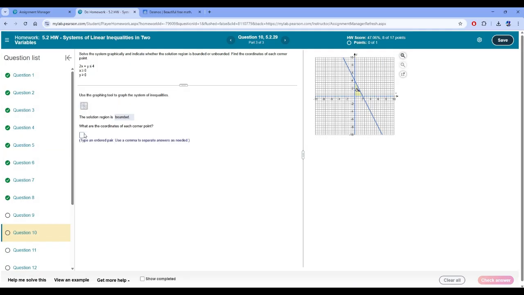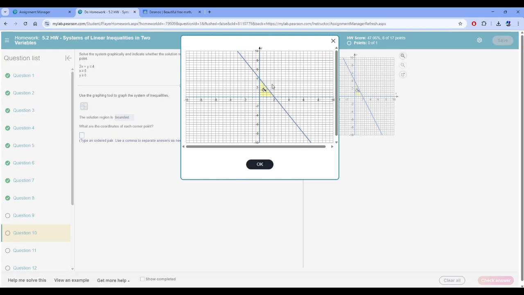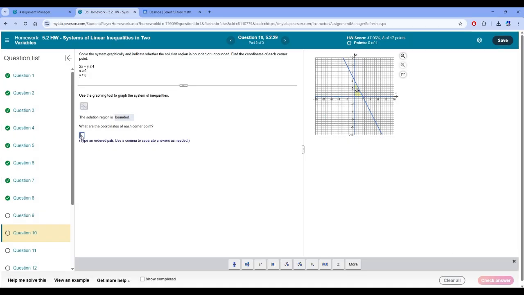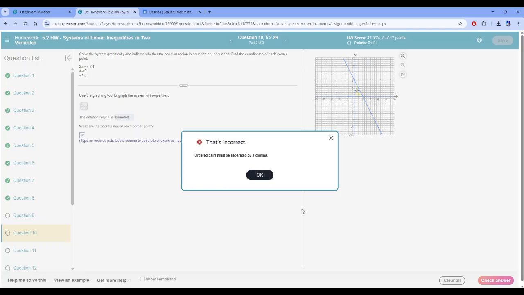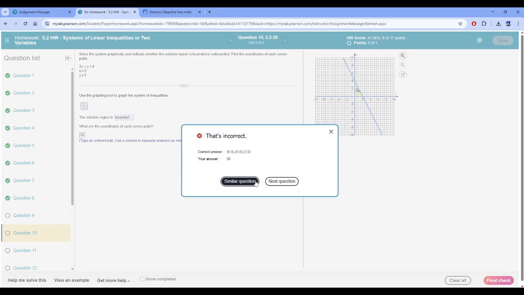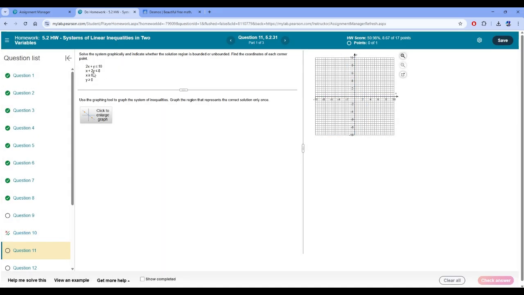Check. What are the coordinates of each corner point? As you guys can see, there, that point, that point, that point. You're going to have 3 answers, and I'm just going to do 1 just to get it wrong. Enter. Check. Boom. Final check. 1, 2, 3. Next question. Done.